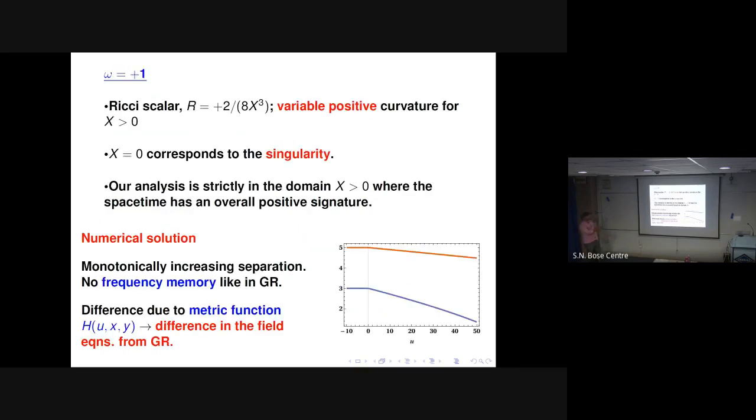But what happens in the case of omega equal to plus 2? This is a change in scenario, and here you find that R is like this. It is positive, but it corresponds to a singularity at x equal to 0. In our analysis, we don't consider this part, but the spacetime has an overall positive curvature. Here you find no memory effect. Though this is a positive curvature solution, you don't find any memory. This is because the metric function has changed. It's a drastic change, and that is why the nature of the memory effect is changed.